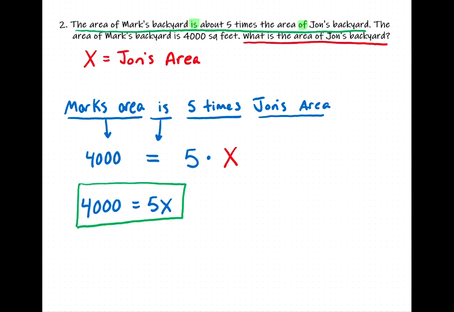So again, we took a problem given in English and converted it, translated it to the language of mathematics. 4,000 equals 5x, where x represents the area of John's backyard.